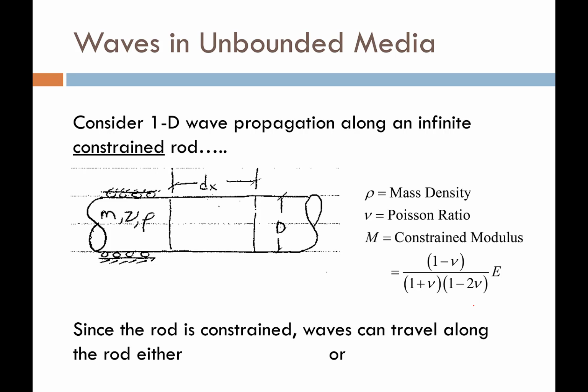Okay, and if we look at some partial section of the rod, we can call that dx. This is just one little section or segment of the rod, and the rod has a diameter equal to d. Because this rod is constrained, waves can travel down this rod in one of two ways.